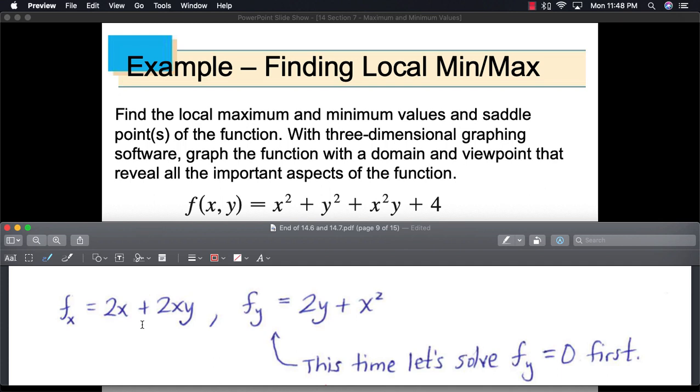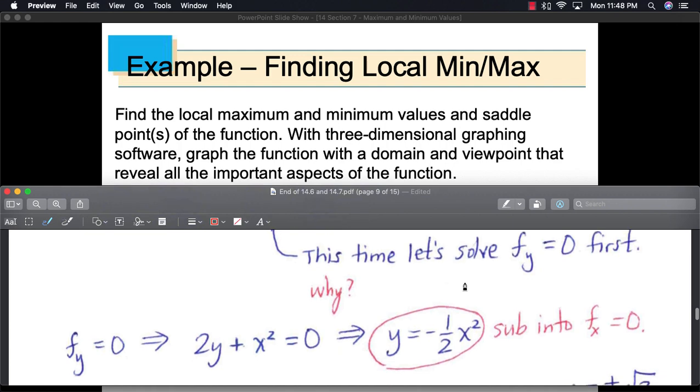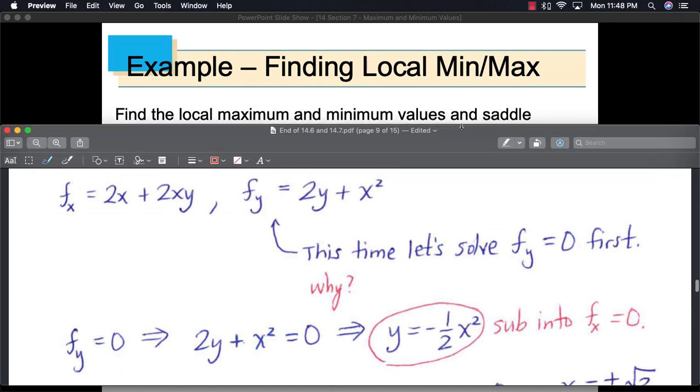Now, me personally, as I set both of these equal to 0, I think it's going to be nicer to solve for the partial with respect to y first, set that equal to 0 and solve for that first. The reason why I say that is as you do it, you basically get a nice explicit expression here. So again, set the partial with respect to y equal to 0. You get this here. Solve for y, we get this nice negative 1/2 x squared, like a parabola here.